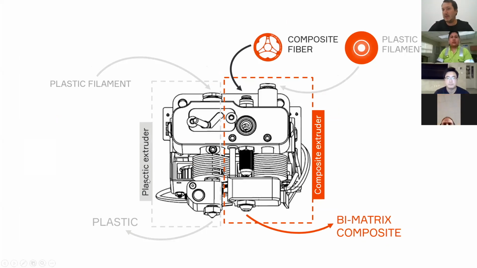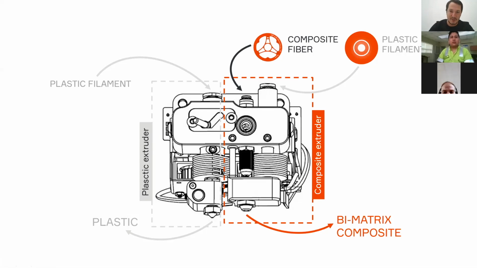So normally to print on composite machines, you need 3 spools of materials, 2 plastic materials, one of which goes to the plastic nozzle to print with the plastic extruder, to print exterior shells, top and bottom layers, plastic infills and supports.